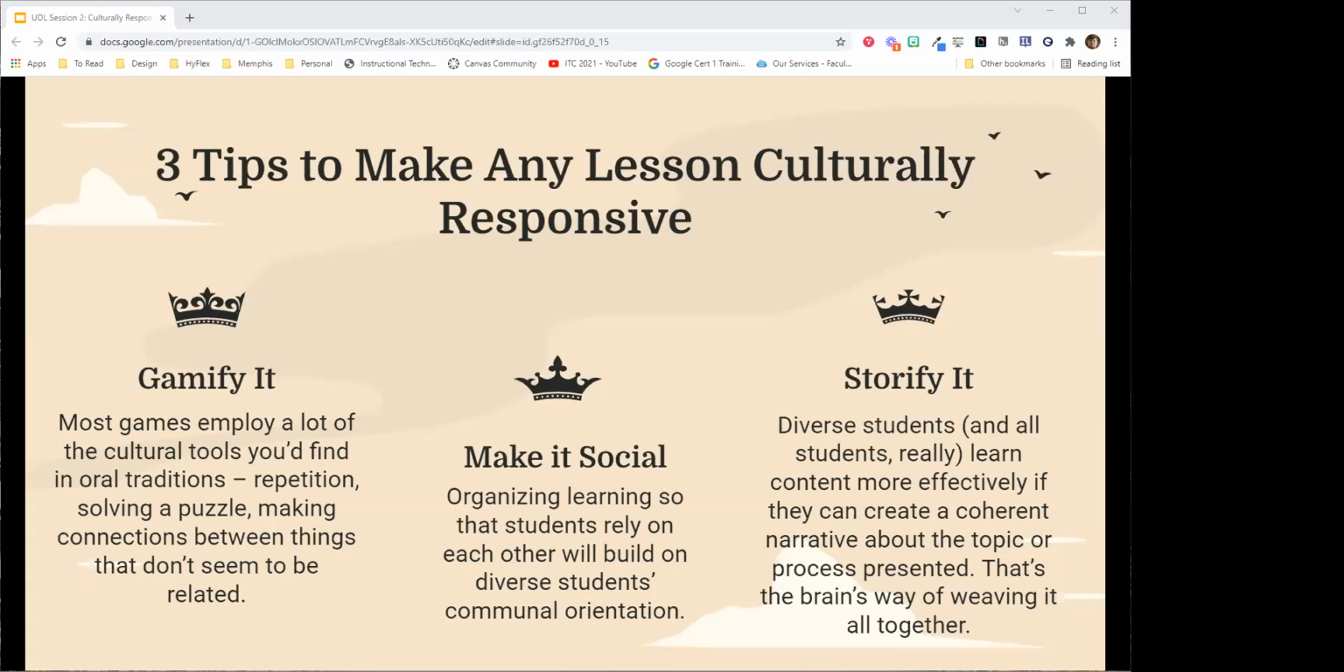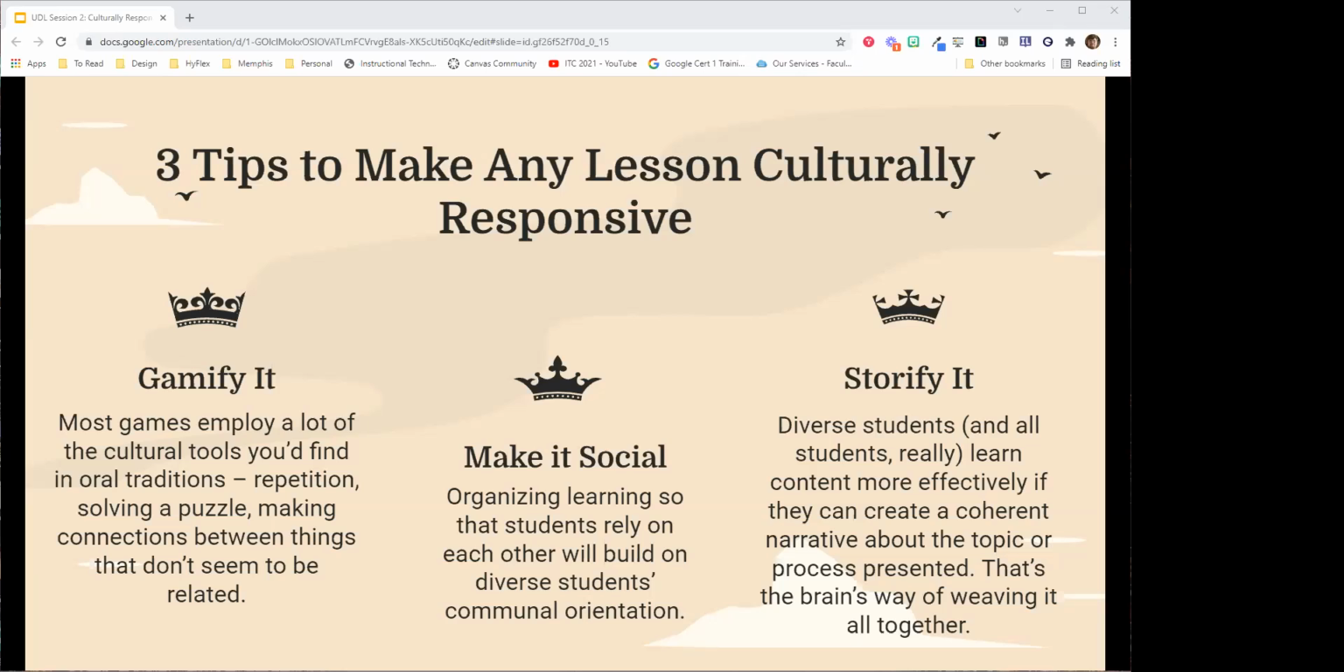For example, a lot of games employ cultural tools that you'd find in oral traditions, like repetition, solving puzzles, making connections between things that don't seem to be related. And when we can harness those types of skills and use them in our courses, whether that be through discussion boards, through including some type of game that students can play, or redesigning some units to do that, there are multiple ways that we can approach gamification, even if it's just in one lesson. That can allow that lesson to become just a little bit more culturally responsive.